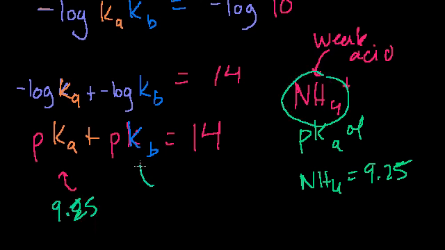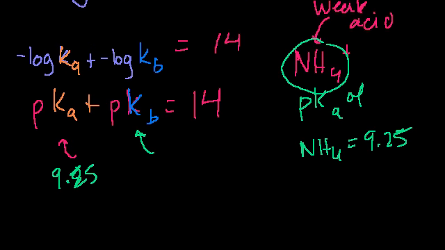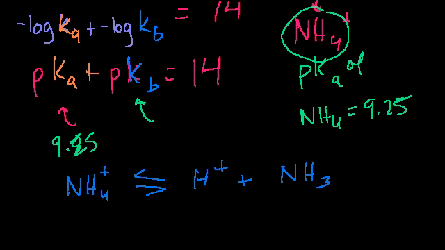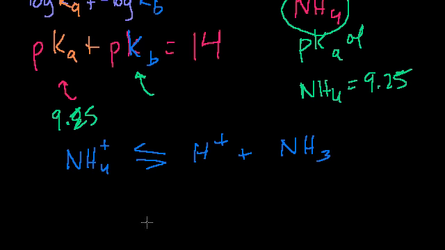So what is going to be the pKb for ammonia? Let me write that reaction down. This is NH4 plus in equilibrium. It can get rid of one of its hydrogen protons, and you're just left with ammonia. So this is the acidic reaction, and this is what the pKa is associated with. The negative log of the equilibrium constant for this reaction is equal to 9.25.